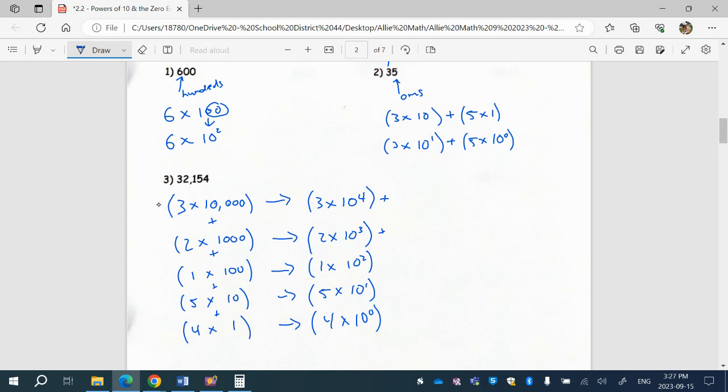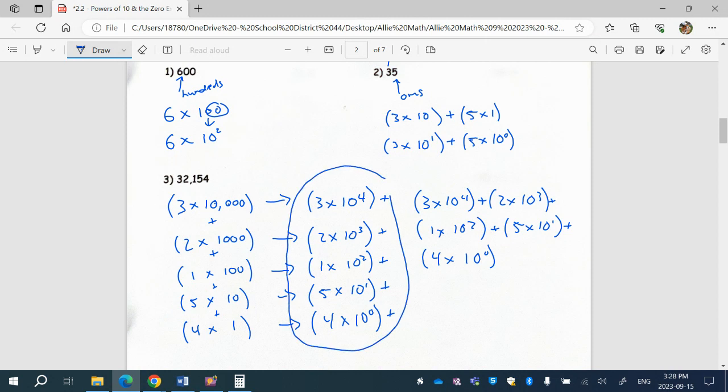So we could just do the plus, or you could write it out in a better form if you want, which I guess could look like 3 times 10 to the power of 4 plus 2 times 10 to the power of 3 plus 1 times 10 to the power of 2 plus 5 times 10 to the power of 1 plus 4 times 10 to the power of 0. So I think this is good. Maybe this is slightly better. But there you have it.